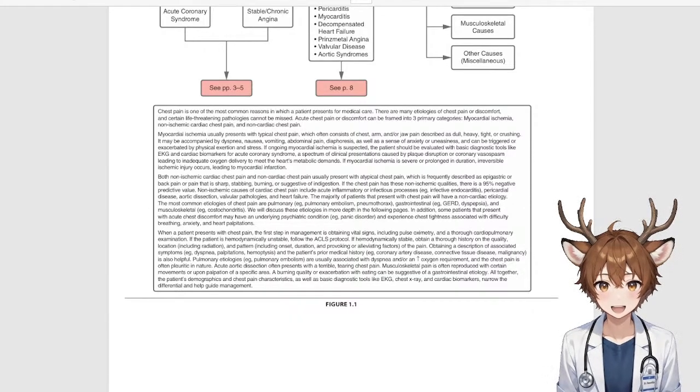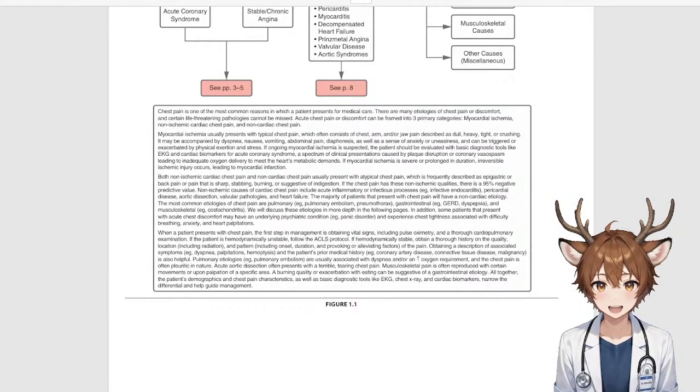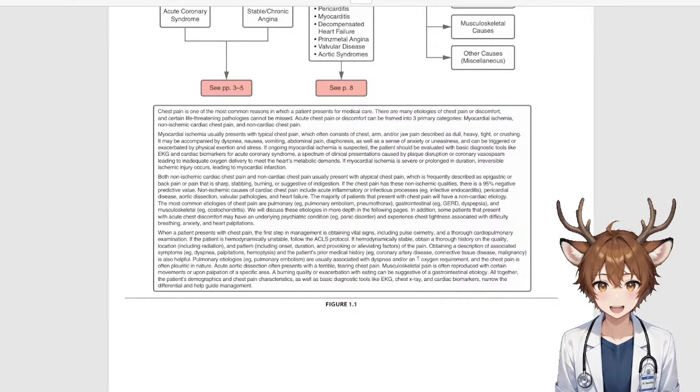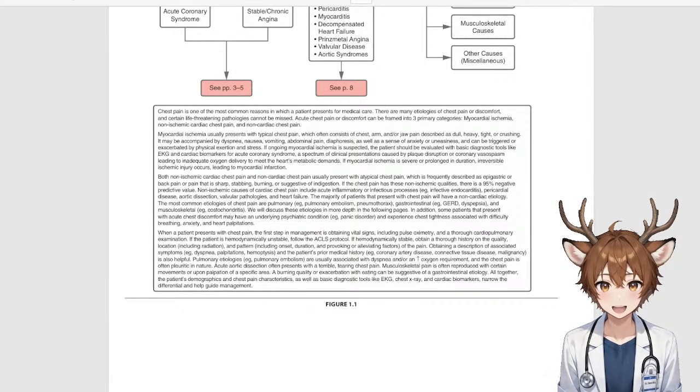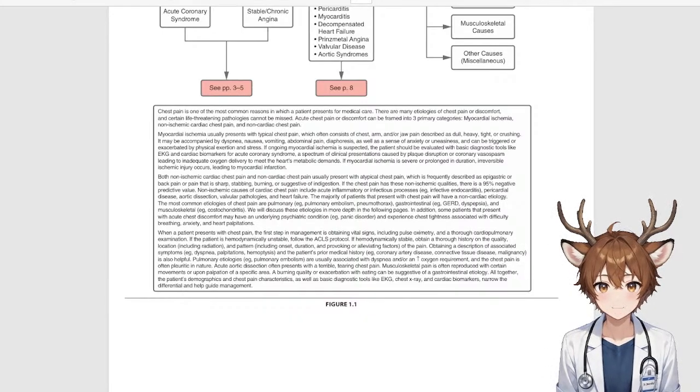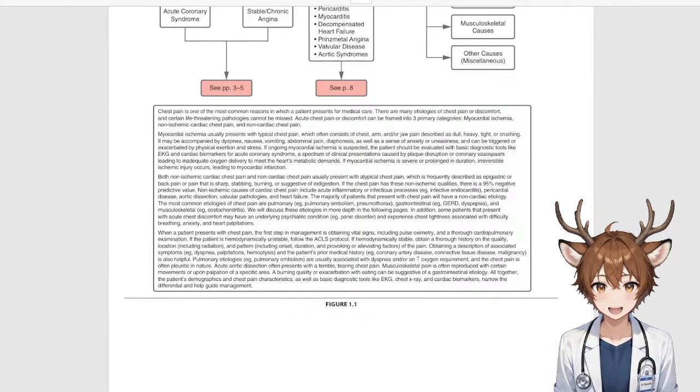Acute coronary syndrome is a spectrum of clinical presentations caused by plaque disruption or coronary vasospasm leading to inadequate oxygen delivery to meet the heart's metabolic demands. If myocardial ischemia is severe or prolonged in duration, irreversible ischemic injury occurs, leading to myocardial infarction.